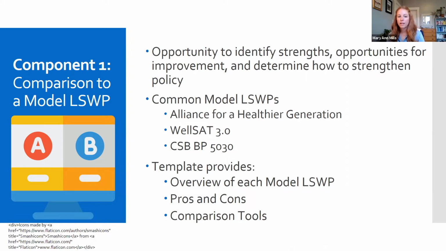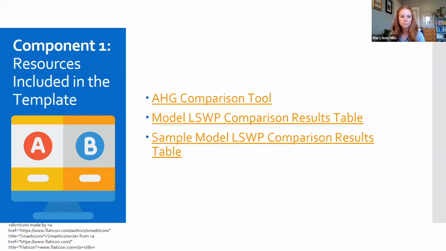So the template provides an overview of each of the model wellness policies, which includes pros and cons of each to help you determine which model wellness policy you and your partners would like to use. And then, as I mentioned, it also includes comparison tools that are kind of plug and play. So you can add information about your wellness policy, compare it to the language of the model wellness policy, and then analyze that and write your assessment of what you might do with that information.